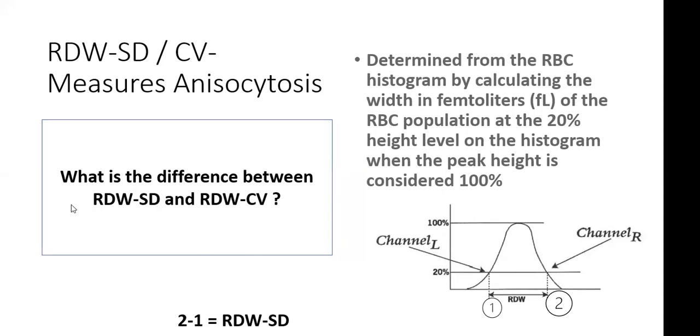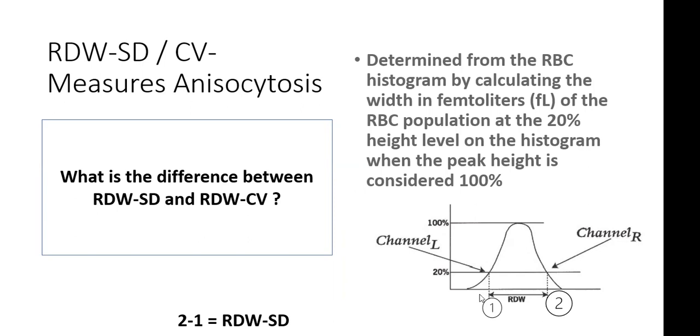The machine counts the standard deviation. You can see the diagram here. The y-axis is the number of cells, and the x-axis is the volume of those cells. If you consider the peak of this Gaussian curve as 100% population, and at 20% a line is drawn that intersects at this point and another point, point 2, and you draw straight lines to the x-axis, then the difference between the values at 2 and 1 is the RDW-SD, the standard deviation.